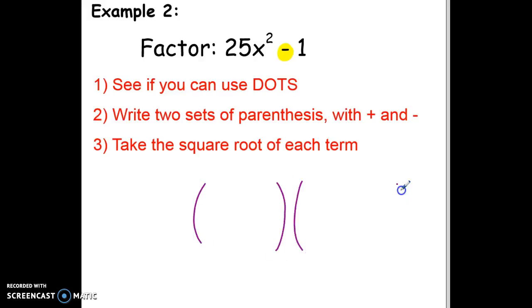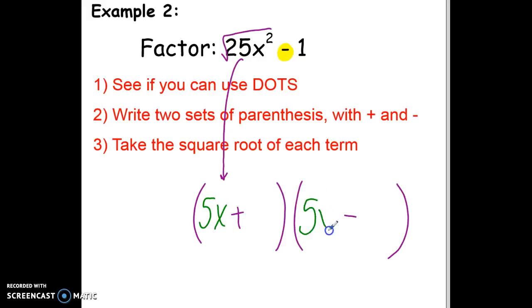So I put my 2 sets of parentheses. You can go ahead and put plus and minus. Okay, then I'm going to take the square root of 25x squared. So what's the square root of 25? 5, and then it's x. So I'm going to put 5x in the beginning, and then I'm going to take the square root of 1, which is 1, at the end. And that would be my final answer.